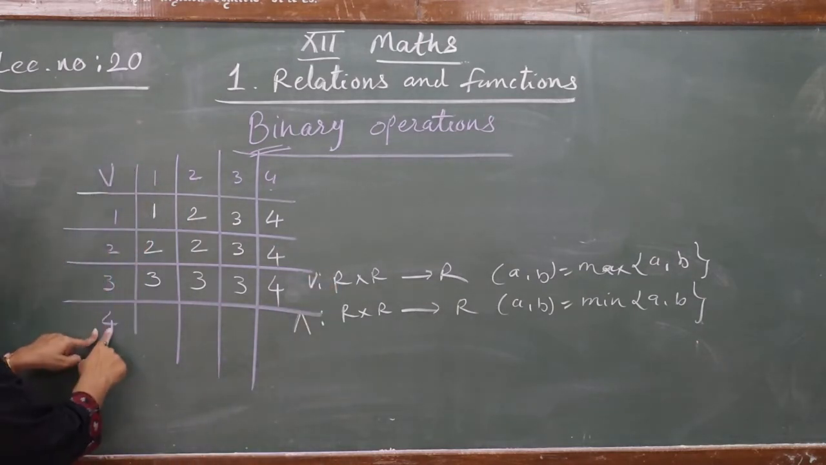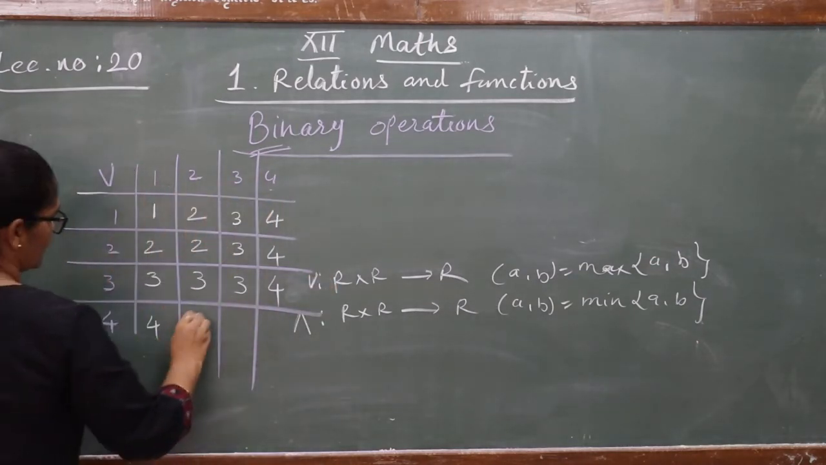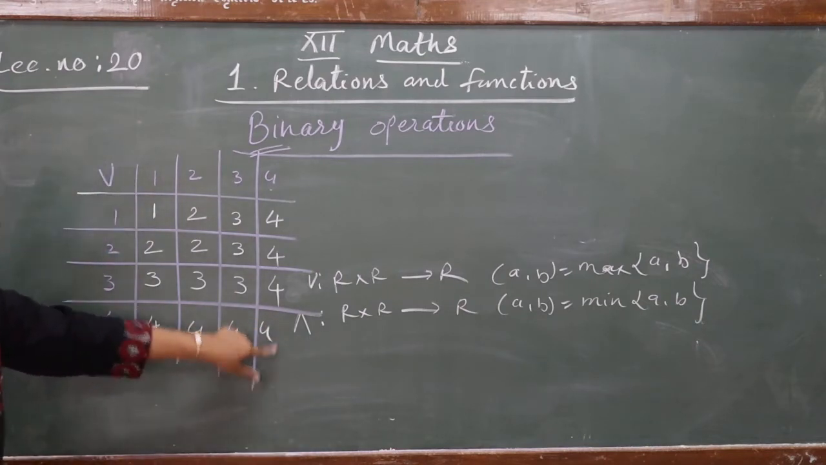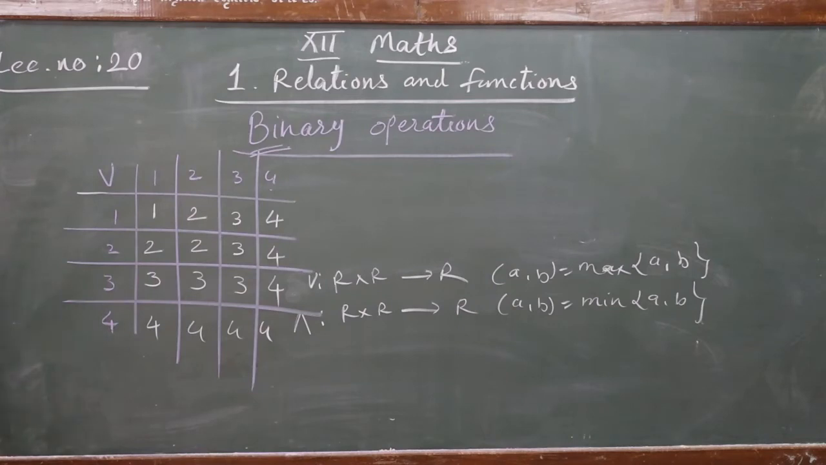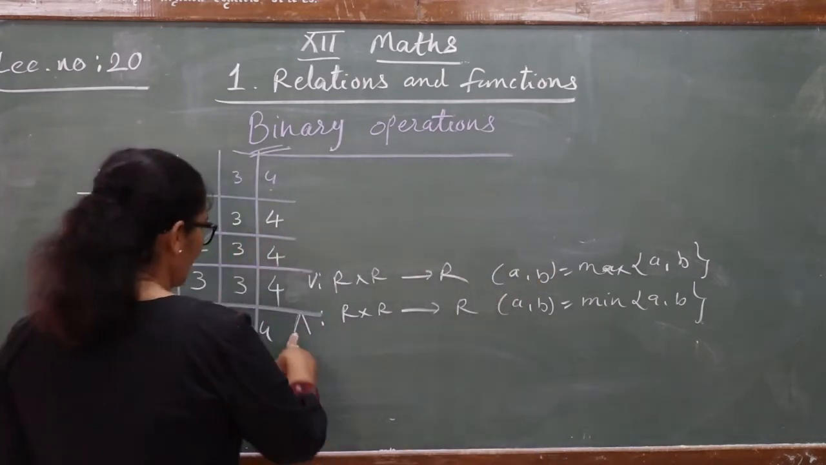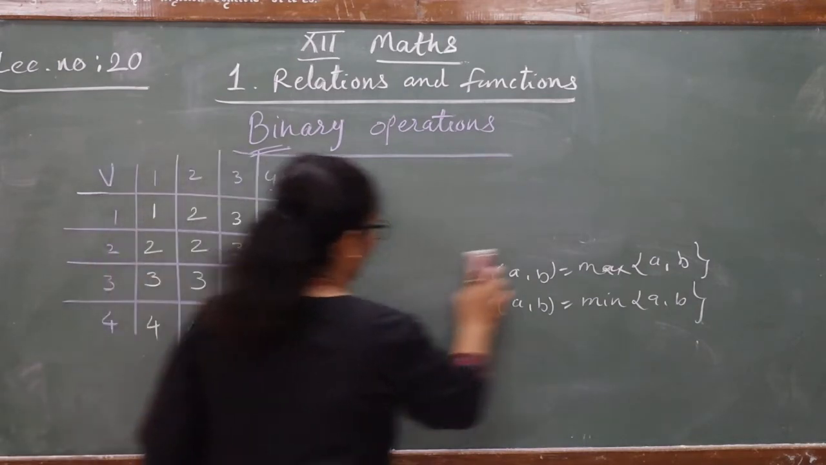Now 4 is the maximum among these, so the answer is 4 only. Now check: we have taken 1 to 4, and we are getting only 1 to 4 as the answer. So this is again a binary operation. Similarly, let's talk about the minimum.